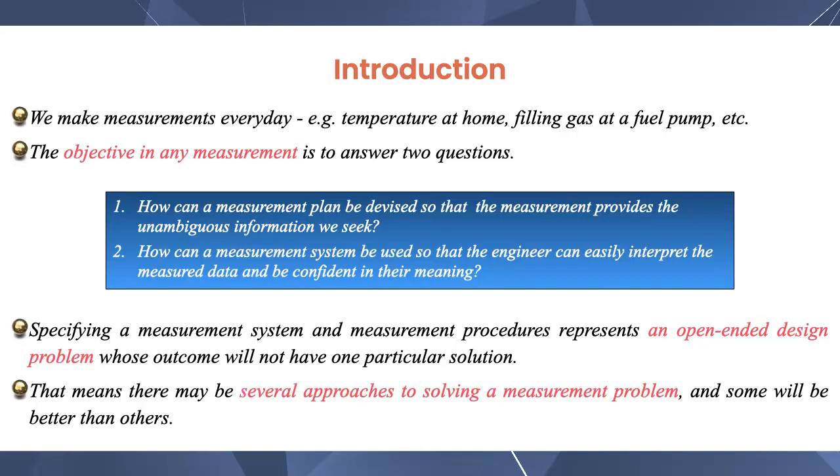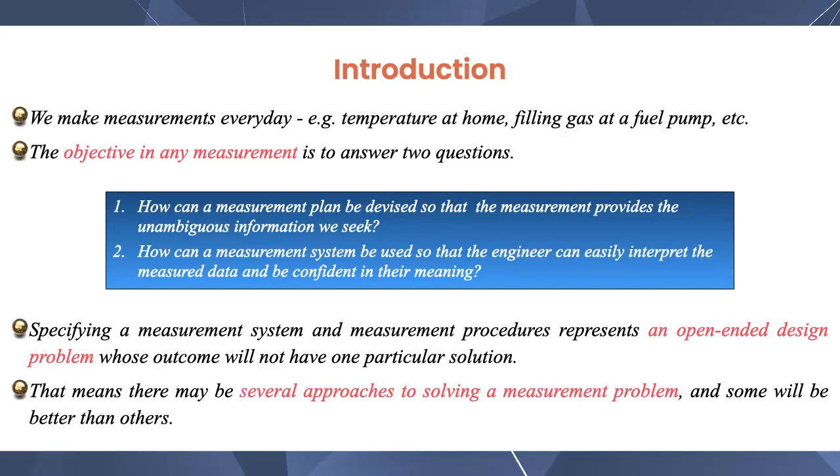So the objective in any measurement is to answer two questions. First, how can a measurement plan be devised so that the measurement provides unambiguous information we seek? The second question is, how can a measurement system be used so that the engineer can easily interpret the measured data and be confident in their meaning? So these are the two questions we must ask ourselves in any measurement that we make.